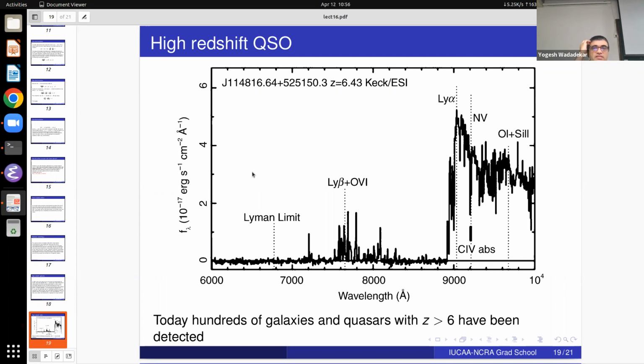Okay, what strategy you should adopt is illustrated by the spectrum of this very high redshift quasar. This is a spectrum obtained with the Keck telescope. This quasar is at a redshift of 6.43. So you can see the redshifted Lyman alpha line, you can see the other Lyman lines, and you can see the Lyman limit.